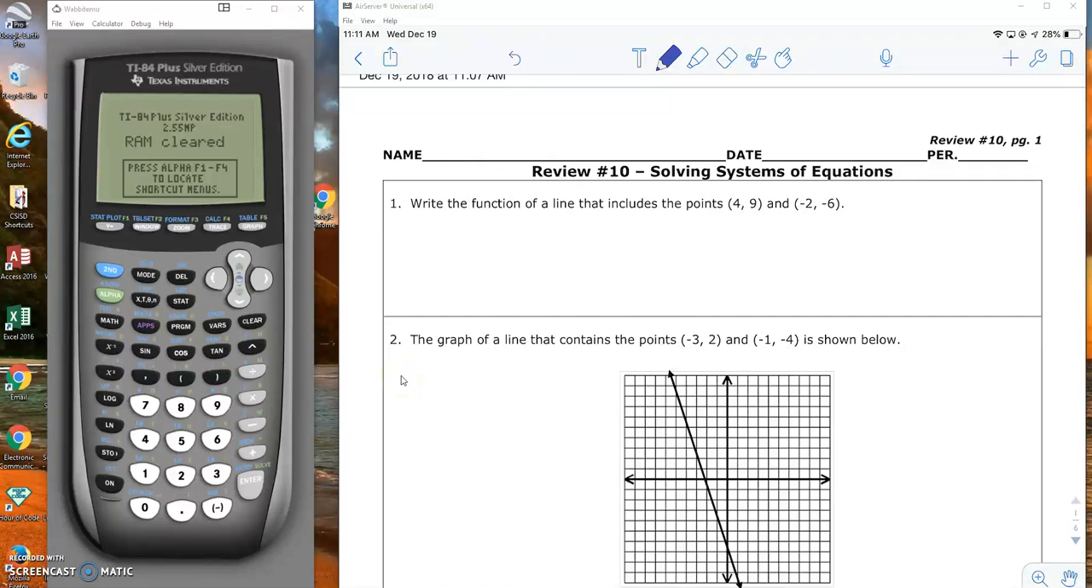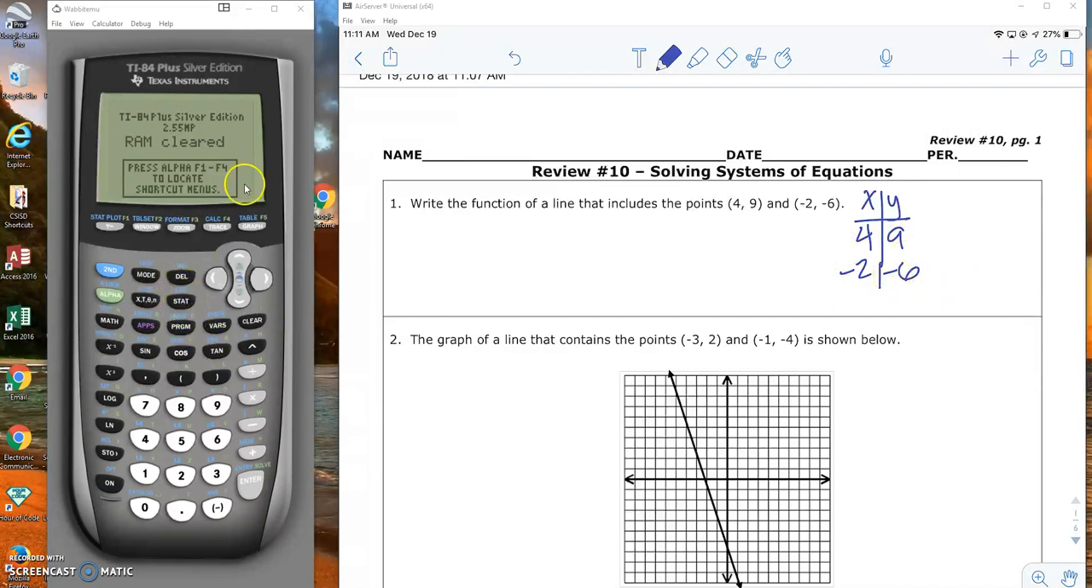This video covers review 10 problems 1 through 10. So problem 1 asks us to write the function of a line that includes 2 points. Anytime we have 2 points, we're going to put those in stat edit. Remember that your points need to be directly across from each other. Do not mix them up.